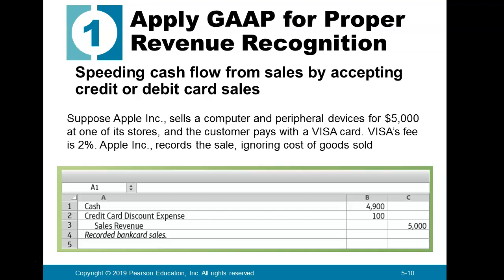And again, here we are. Apple does not receive the full $5,000. It's going to receive the $5,000 less the fee that Visa charges them. And then in this case, it's going to be $4,900 that is going to be received. So they're going to increase their cash, and they're going to record a revenue of $5,000, and that difference is going to be the discount.